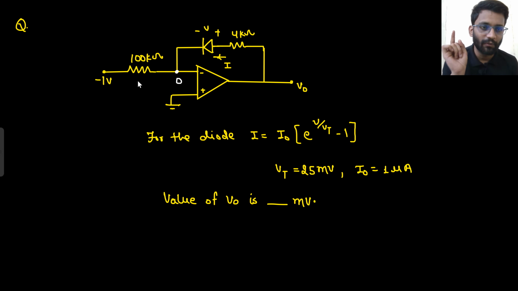If virtual short is valid, what does that mean? Where is the current flowing? What is the direction of current flow? This is the direction of current flow, right?